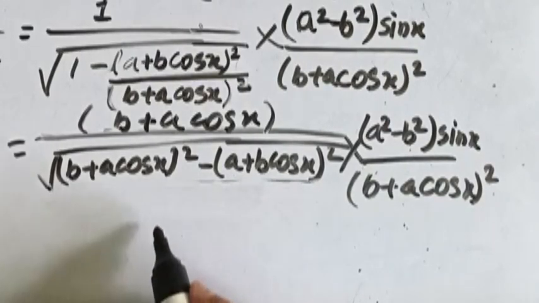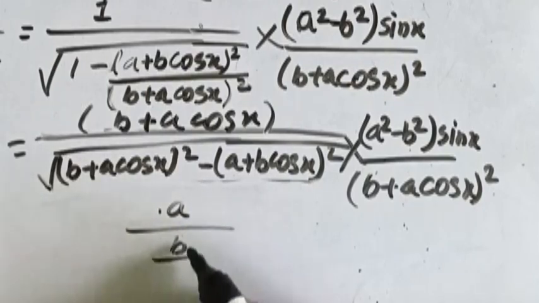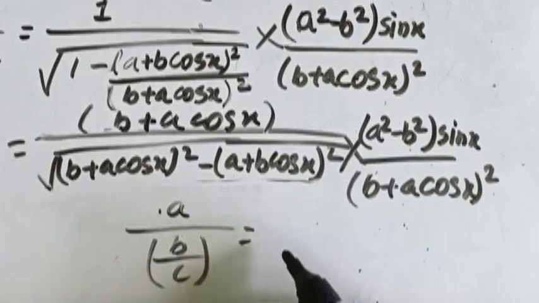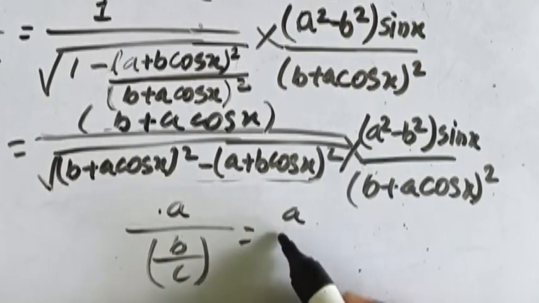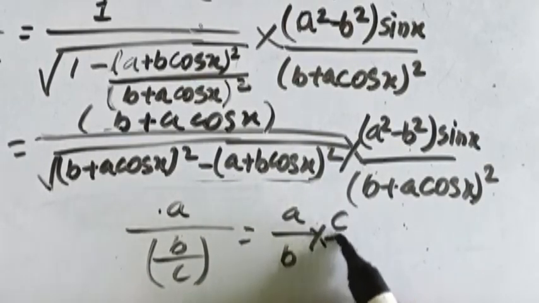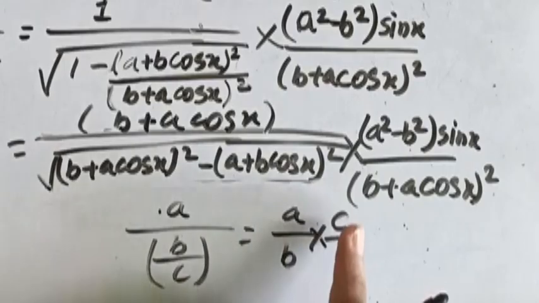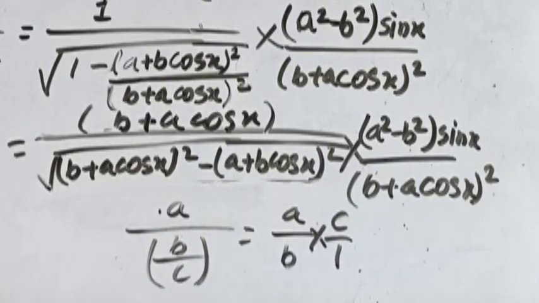As you have understood that, let's see what rule I had applied here. A upon b upon c is given. Then what do you do here? You do a upon b and c upon 1, right? So I did this. So in the denominator, if there is a fraction, then the fraction will be turned like that, right?